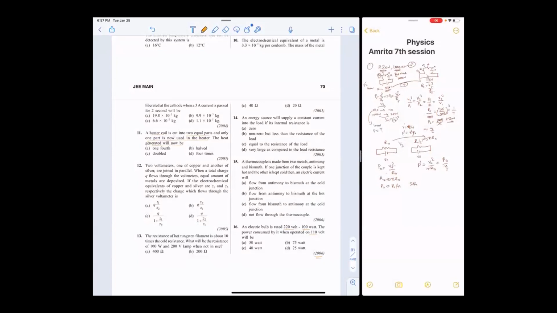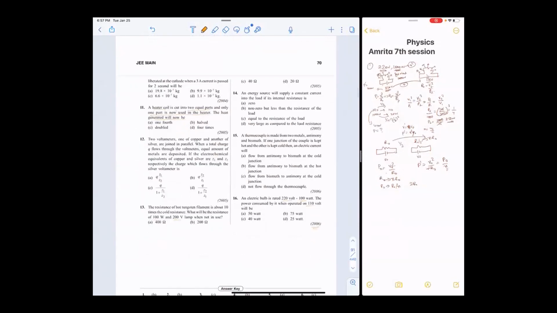13th one. The resistance of hot tungsten filament is about 10 times the cold one. What will be the resistance of a 100 watt 220 volt lamp when not in use? So what is the resistance? Power is equal to V square by R, so R is equal to V square by P. Voltage is 220 square by power 100. How much is it? 400 ohms.